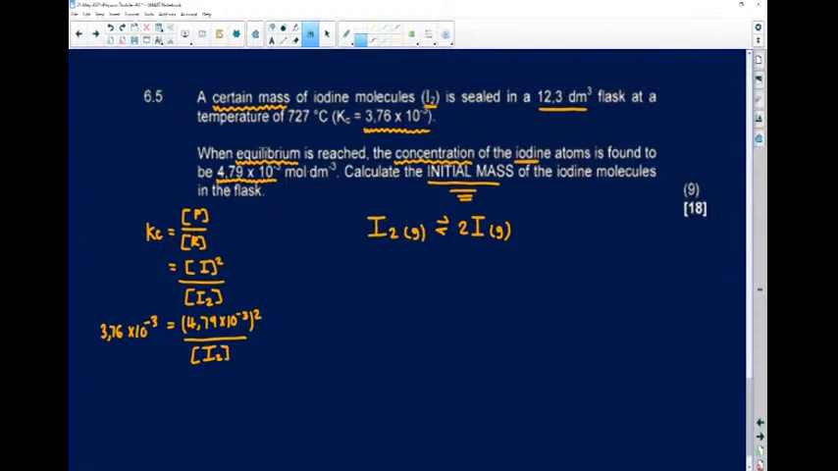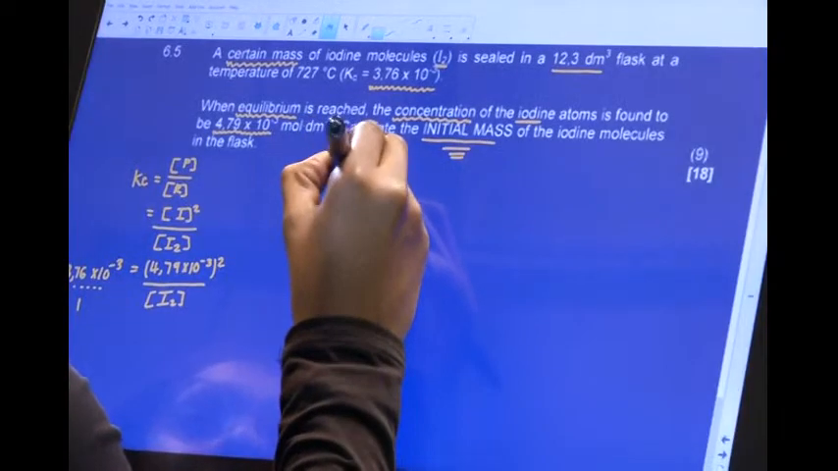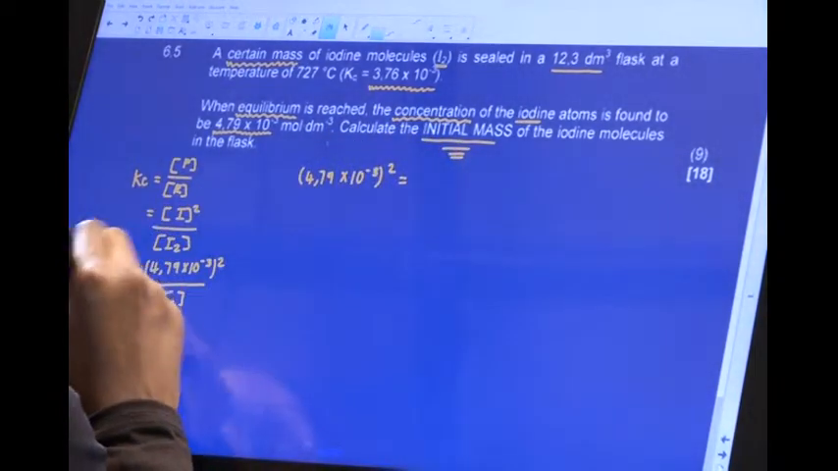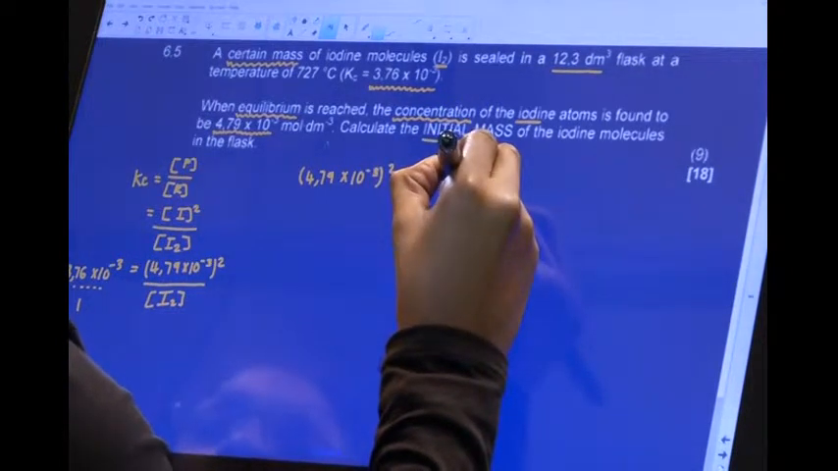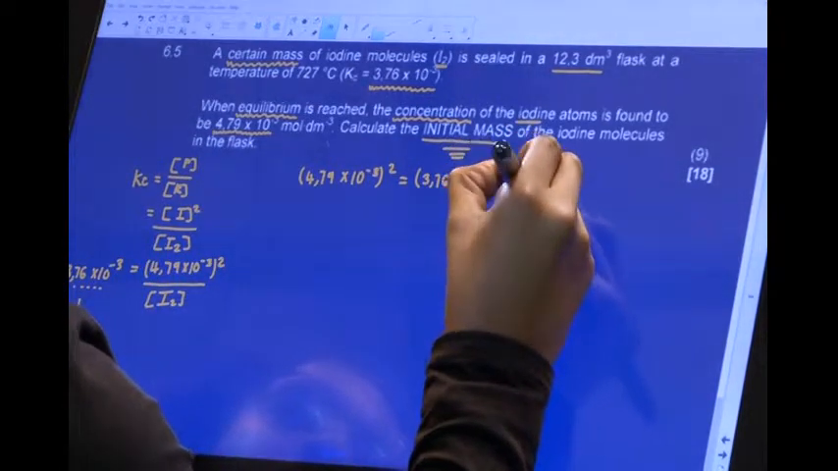So this is just mathematics. I'm going to cross multiply. Let me take this off, and then I'll come back and write on the side so that you can see what I'm writing. I'm just going to put a 1 there and multiply by 1. I'm going to have 4.79 times 10 to the negative 3, exponent 2, equals all of this multiplied by the I2. I'm going to keep everything in brackets because if you don't keep it in brackets, the calculator does exponents first.